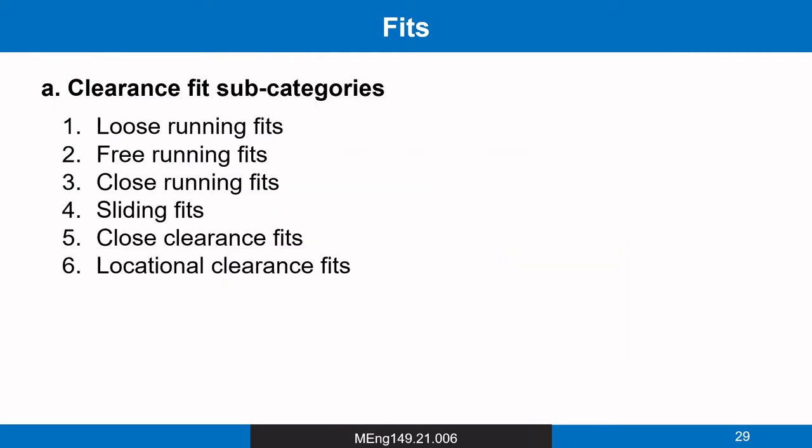And the clearance fit has 6 subcategories, and these subcategories are categorized according to the application, what type of clearance it is. So the 6 subcategories are the loose running fits, free running fits, close running fits, sliding fits, close clearance, and the locational clearance fits.